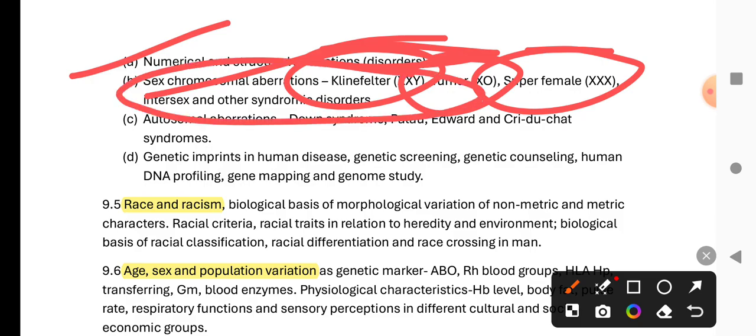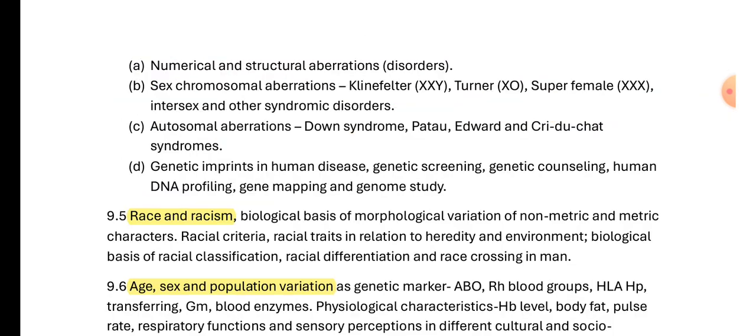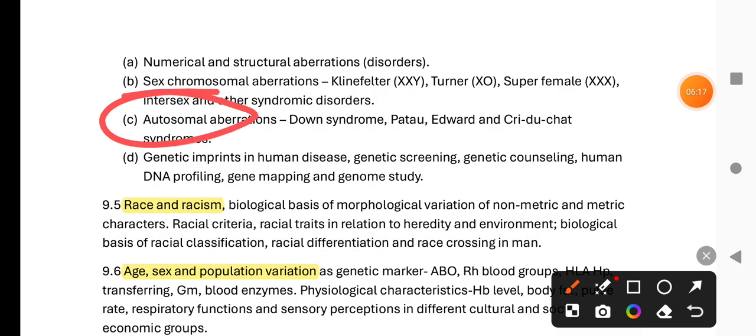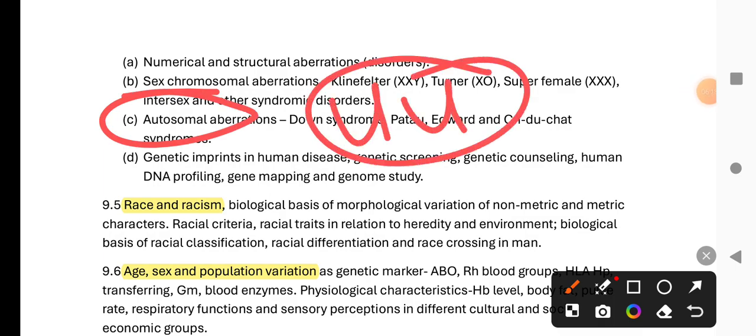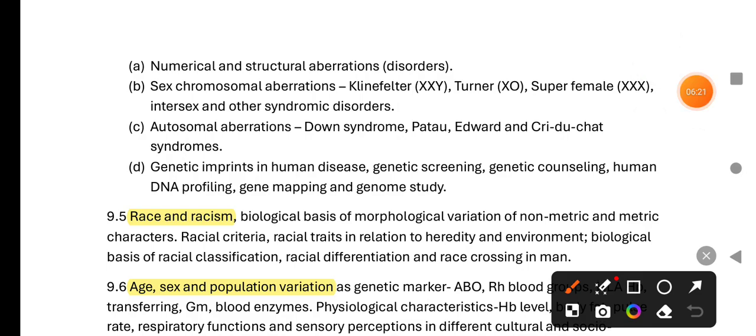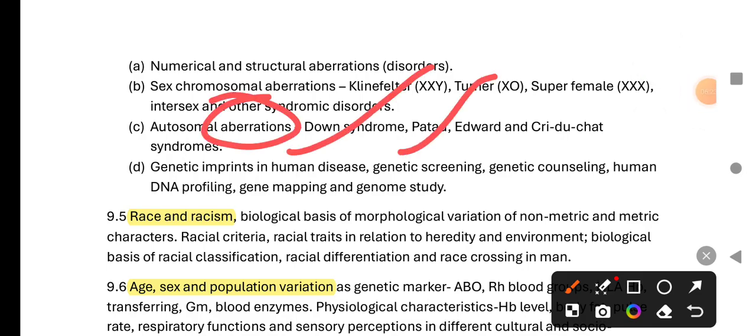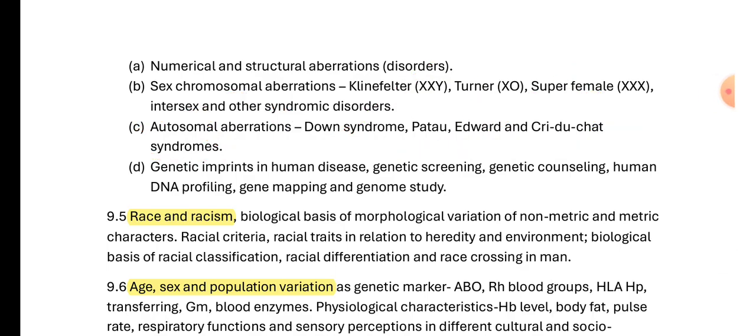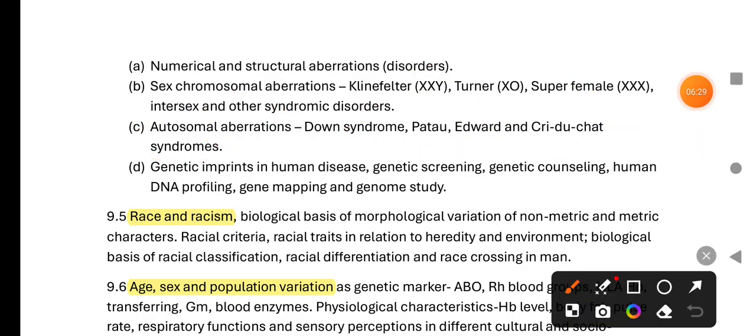Sex chromosomal aberrations like Klinefelter syndrome, Turner syndrome, and superfemale, that means triple X, intersex and other syndromic disorders. And next, autosomal aberrations, autosomal chromosomes, like the 44 autosomal chromosomes in a human being, and various aberrations or disorders like Down syndrome, Patau syndrome, Edward syndrome, and Cri-du-chat syndrome. These are various syndromes which are very important.